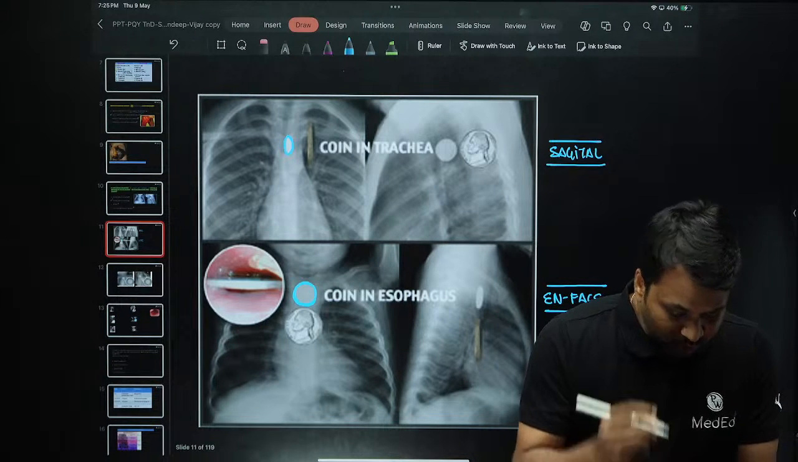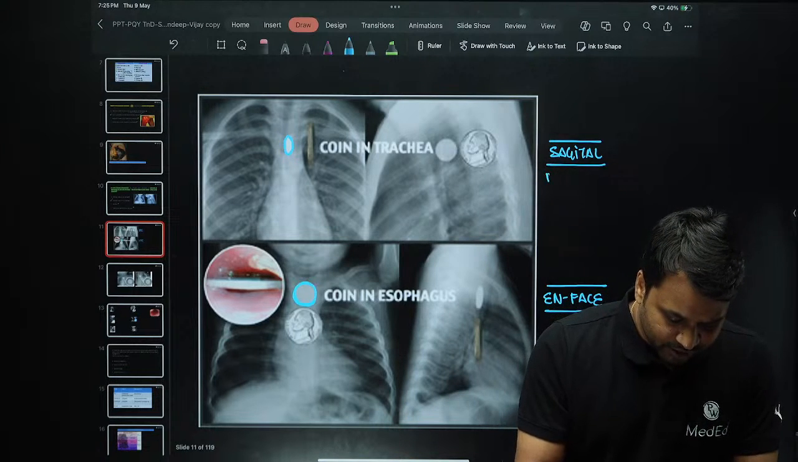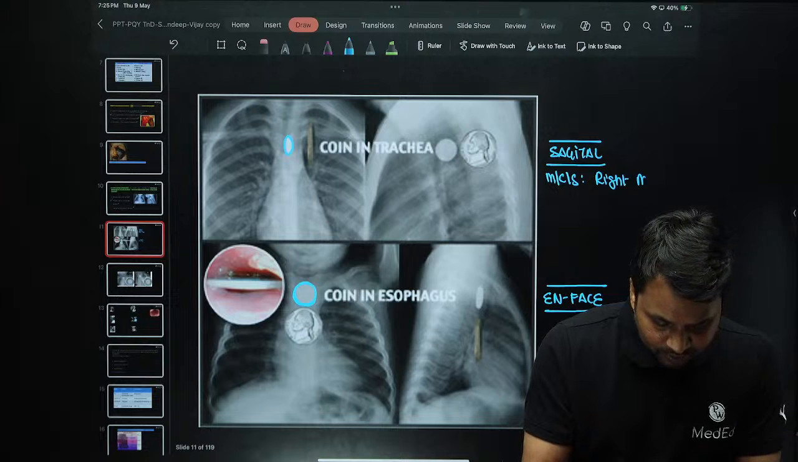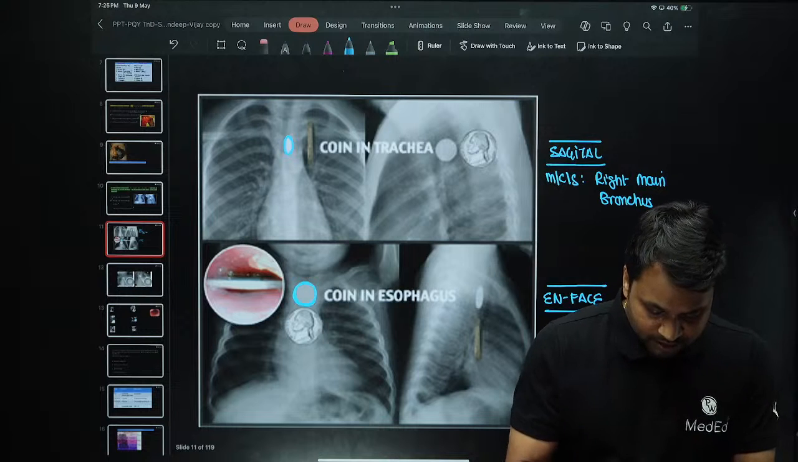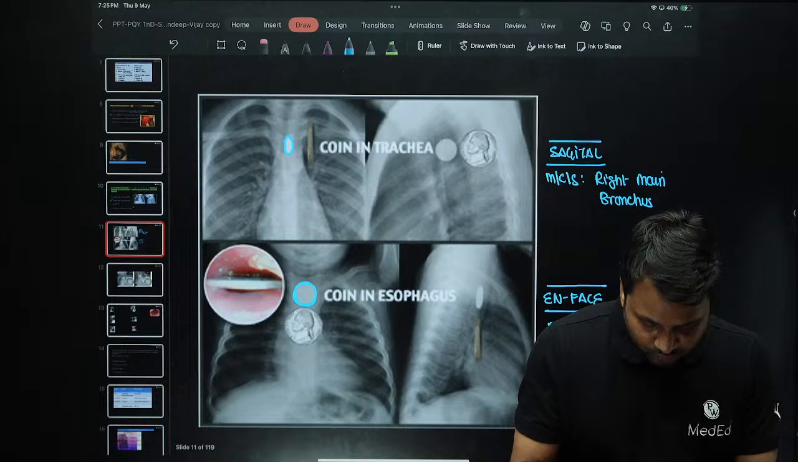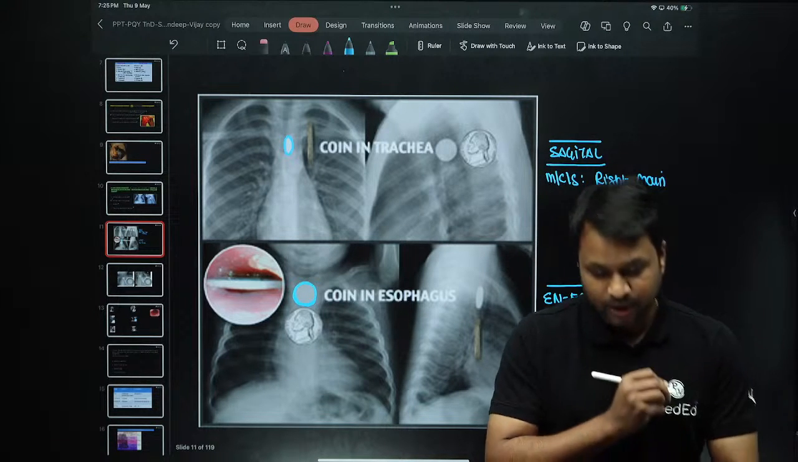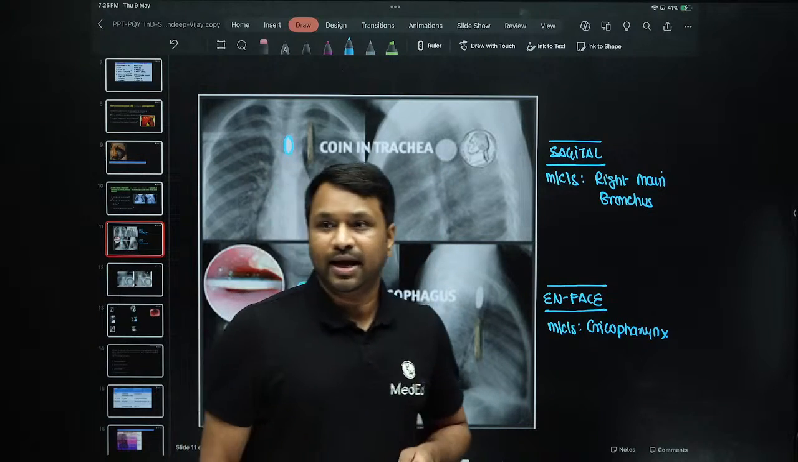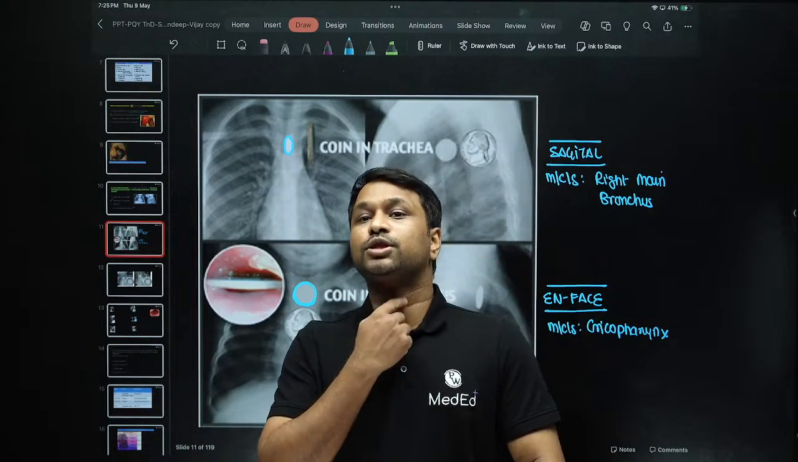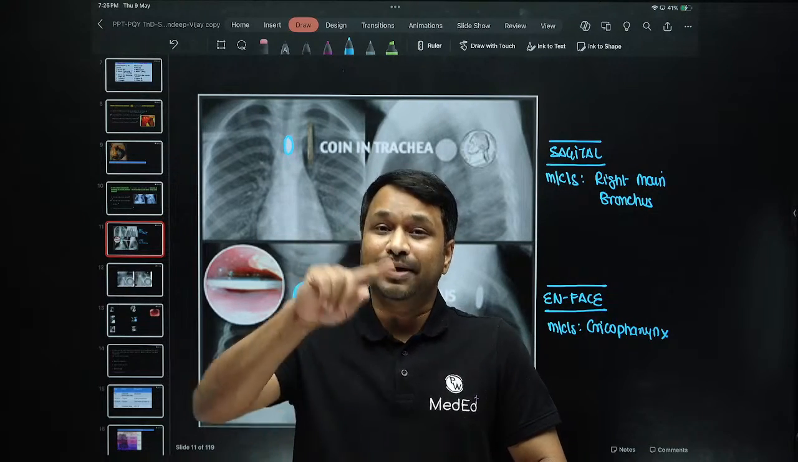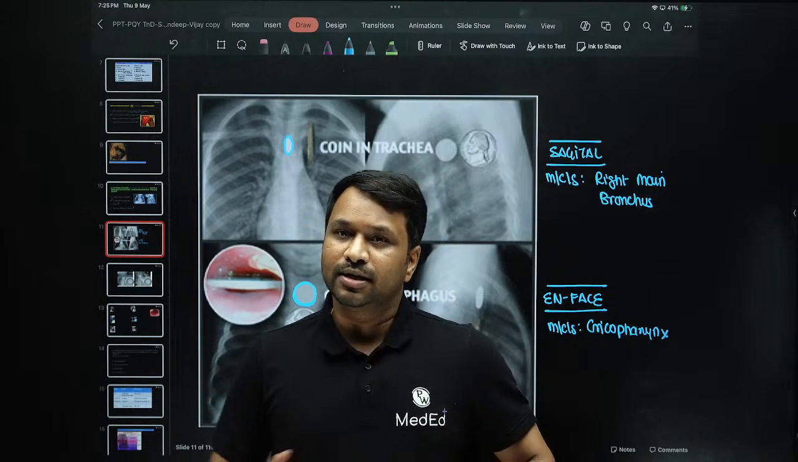Usually, if I ask what is the most common site for dislodgement, it is going to be the right main bronchus. If they ask you about the esophagus, the most common site is going to be the cricopharynx. So that is how you differentiate. In AP, if the shape is circular, that is going to be the esophagus. If it is obliquely placed or sagittally placed, then it is in the trachea.